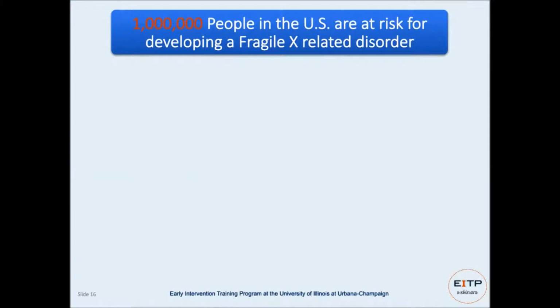So now we're going to talk about the prevalence of this. 1 million people in the U.S. are at risk for developing a Fragile X-related disorder. Now, for a lot of people, whenever I tell them that my son has Fragile X, the response I get is a deer in headlights and a "fragile what" kind of question, because most people have not heard about it. And when you think about the fact that over 1 million people in the U.S. are at risk for developing a Fragile X-related disorder, it's a lot more prominent than most realize.